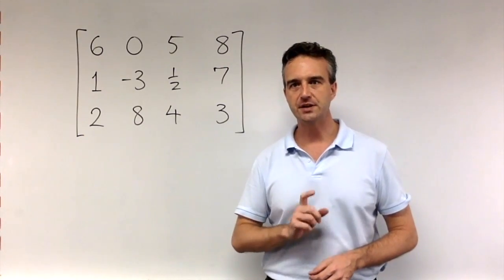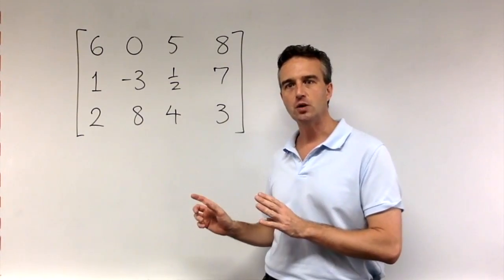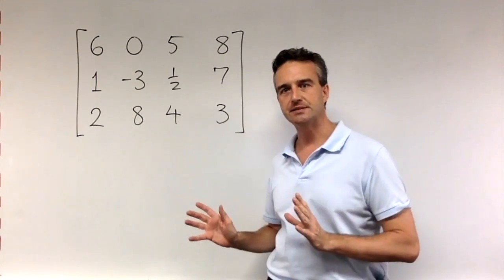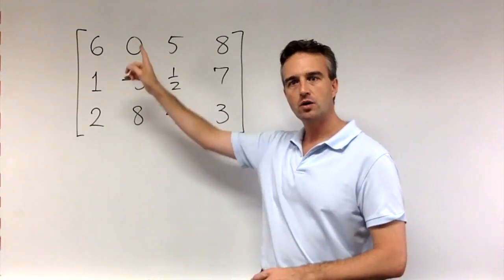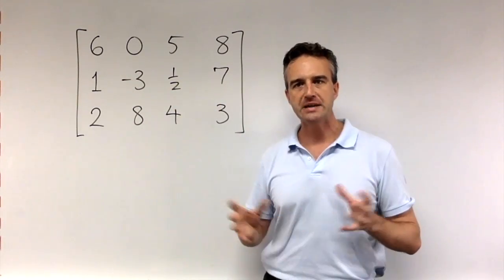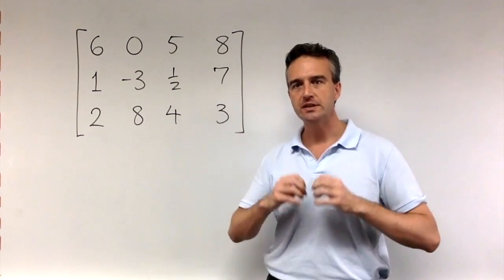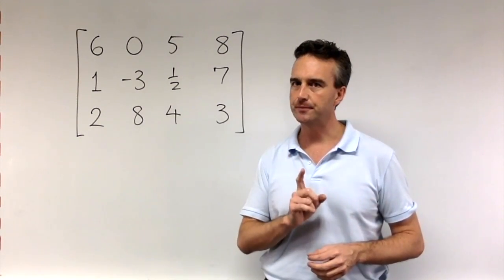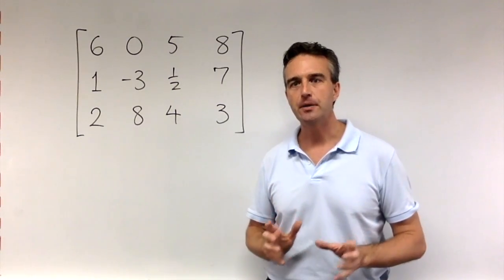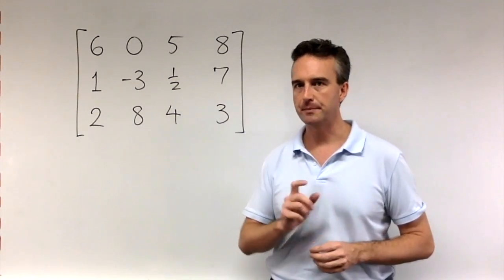The numbers inside a matrix are called entries, or sometimes they are called elements. And a matrix has rows and columns. Matrices can come in all different sizes and shapes, but they must be rectangular or square. And we describe their size by how many rows and columns a matrix has.